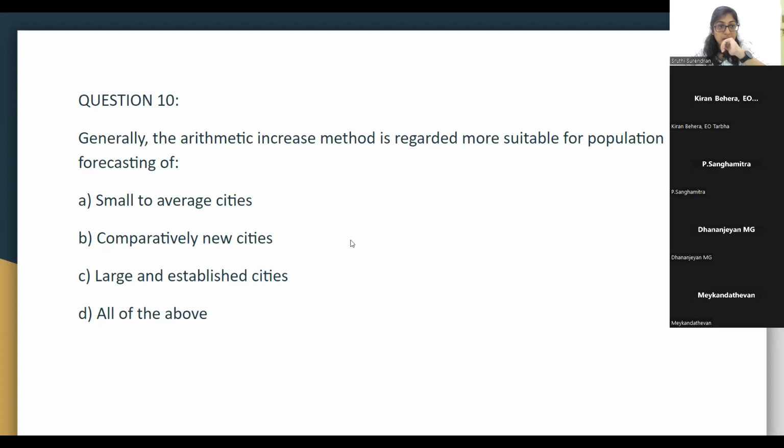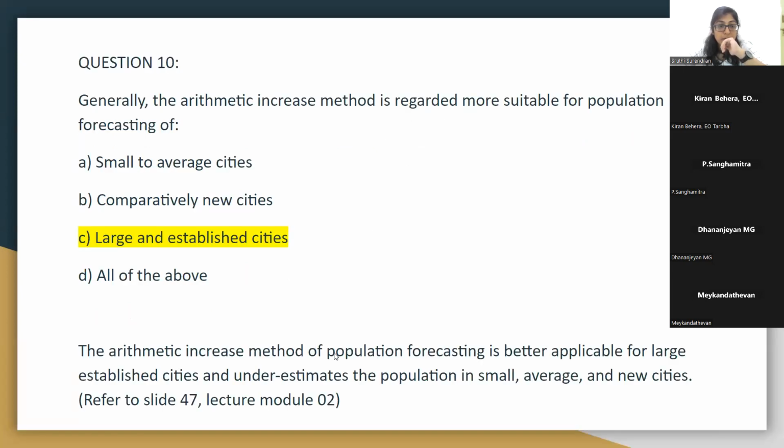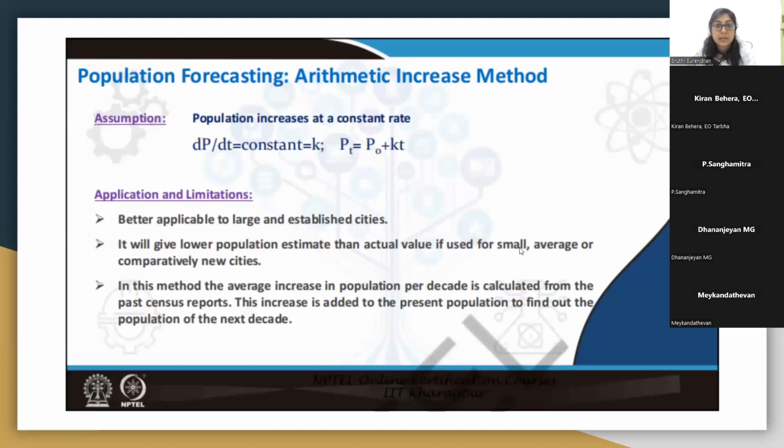Okay, let's go. Arithmetic increase method is regarded best suitable for large and established cities. And it underestimates the population in small, average, and new cities. So here you can see about the arithmetical increase method. It is applicable for large and established cities, and it will give a lower population estimate than the actual value if it is used for small, average, or comparatively new cities. So again, we learned about 2 methods: incremental increase method, which is best suited for moderately sized cities. For large and established cities, arithmetical increase method is the best suited method.